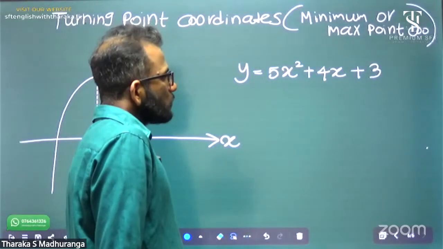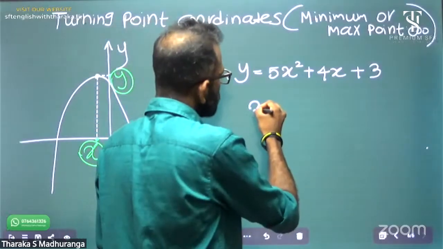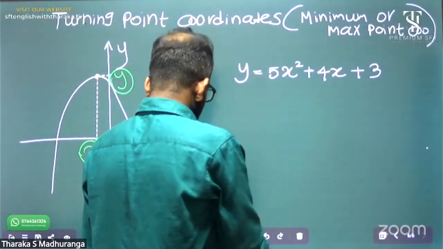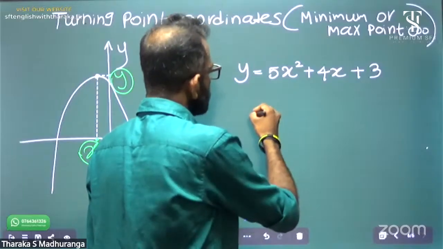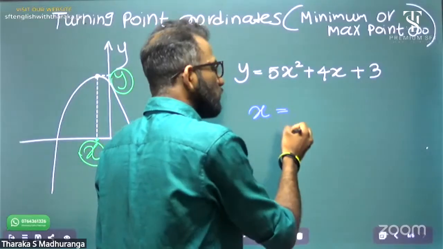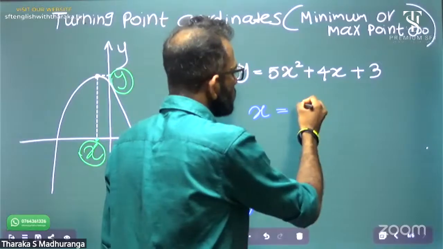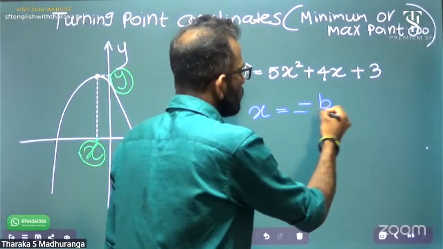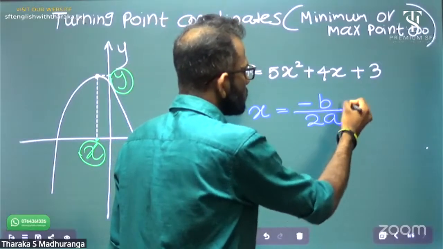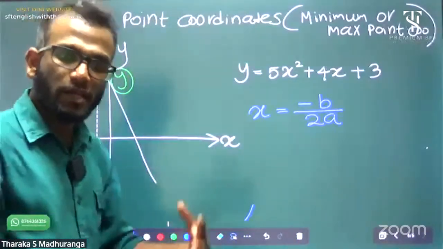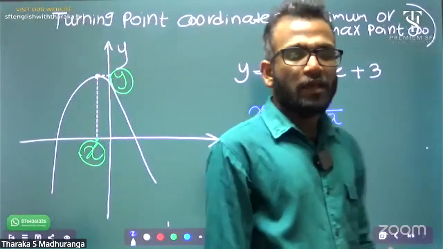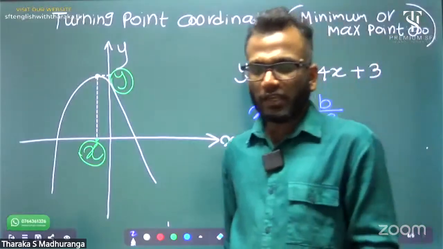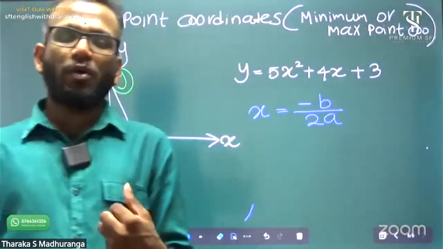Okay, how to calculate? First, I can get the x coordinate value. What's the value of the x coordinate? We have a very simple equation: minus b over 2a. Remember, for the turning point x coordinate, we have the very simple equation minus b over 2a.